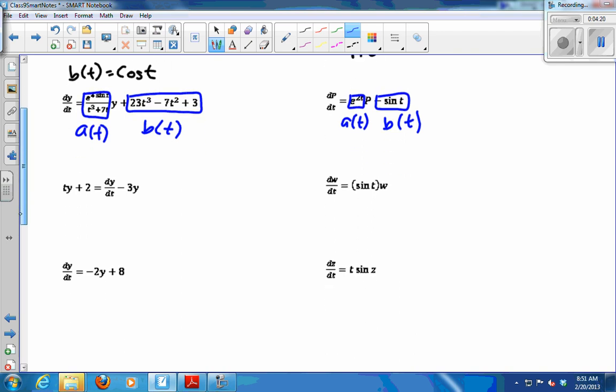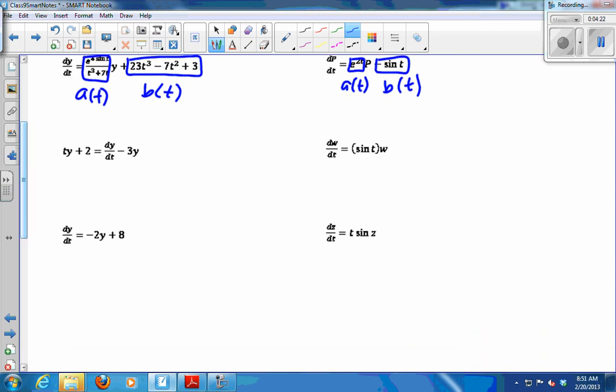Okay, so this one is a little harder to see. What did you think it was? Yes, linear. So it helps if you solve it. It looks like dy/dt equals 3y plus ty plus 2. And then you can factor out a y. So it would be (3 plus t) y plus 2. So what's the a of t? Yep, and what's the b of t? 2. Good.